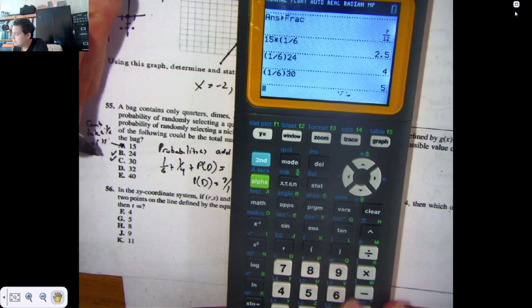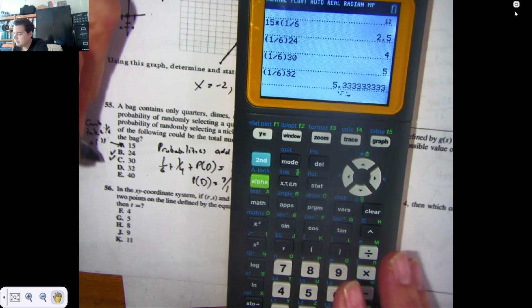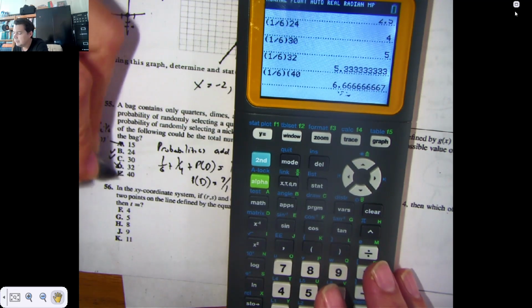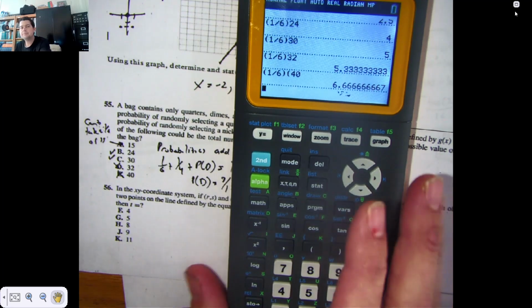That's holding. Can I take a 6th of 32? This is probably how I should approach this problem from the get-go. Can't do it. And can I take a 6th of 40? I didn't think it'd be this easy, to be honest with you. No. I narrowed it down to two choices.